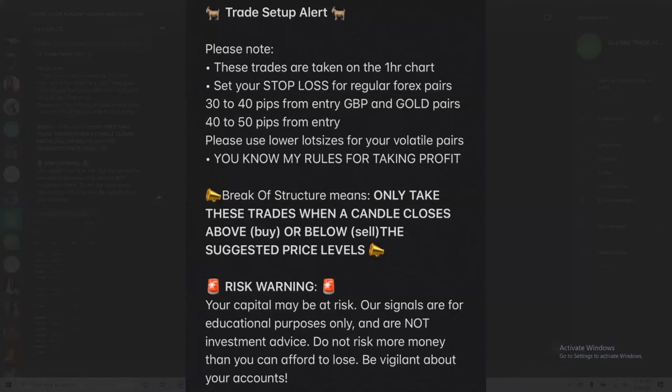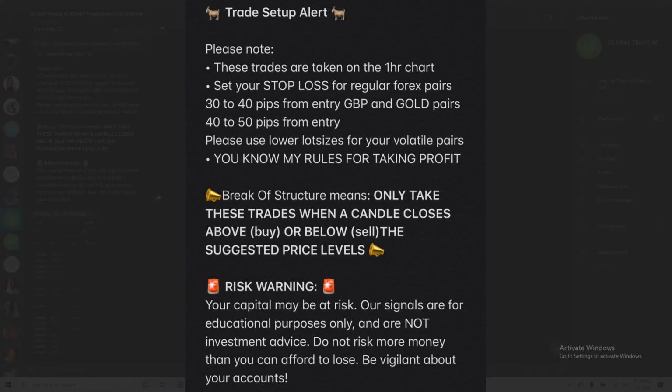Trade setup alert: please note, these trades are taken from the 1 hour chart. That means that is the time frame that Dr. Spiller has done his analysis from, okay? We recommend that you set your stop loss for regular Forex pairs, that's pretty much everything but gold, for 30 to 40 pips from your entry point.